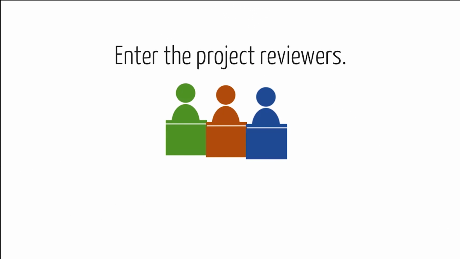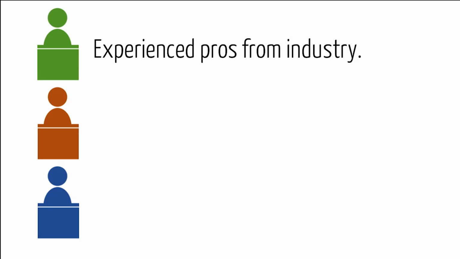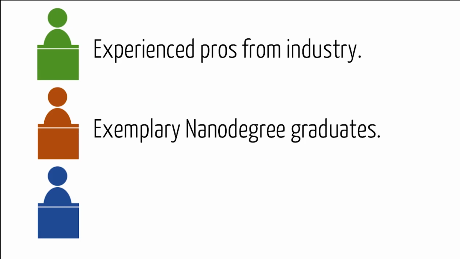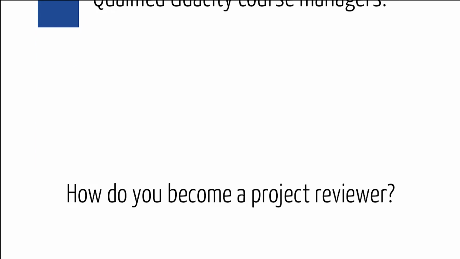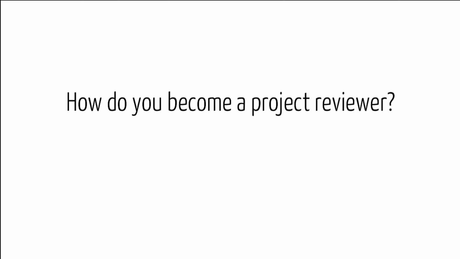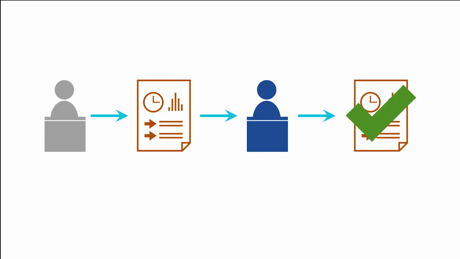Enter the project reviewers. The project reviewers for these nanodegree projects are experienced pros from industry. They're exemplary nanodegree graduates, or they're qualified Udacity course managers, people who work for Udacity and help to develop the curriculum that's in these nanodegree programs. Now, how does one become a project reviewer? Well, to start with, if the student hasn't already completed the project, they do it themselves, and that's sent on to an existing project reviewer. That project reviewer determines whether or not that student has passed the project, and if they have, they're qualified to then apply to become a project reviewer.